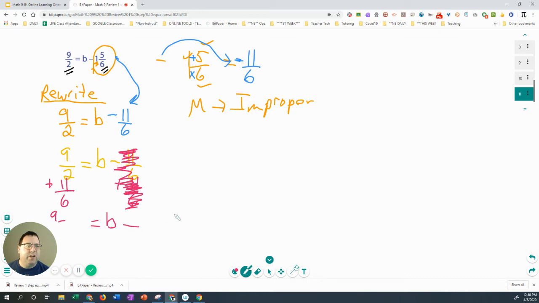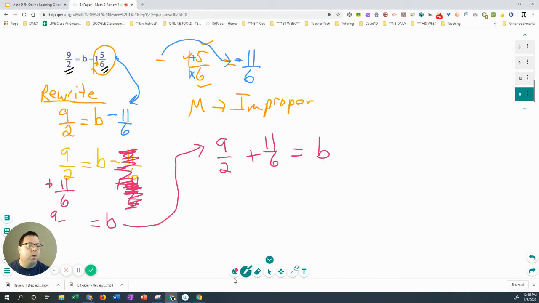9/2. I'm just going to write it over here because obviously my face is interfering with it. We have 9/2 plus 11/6 is equal to b. Okay? 9/2 plus 11/6 is equal to b.